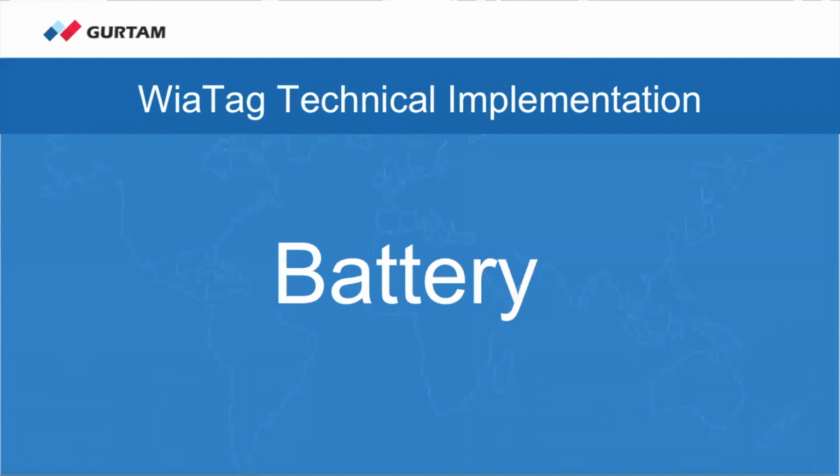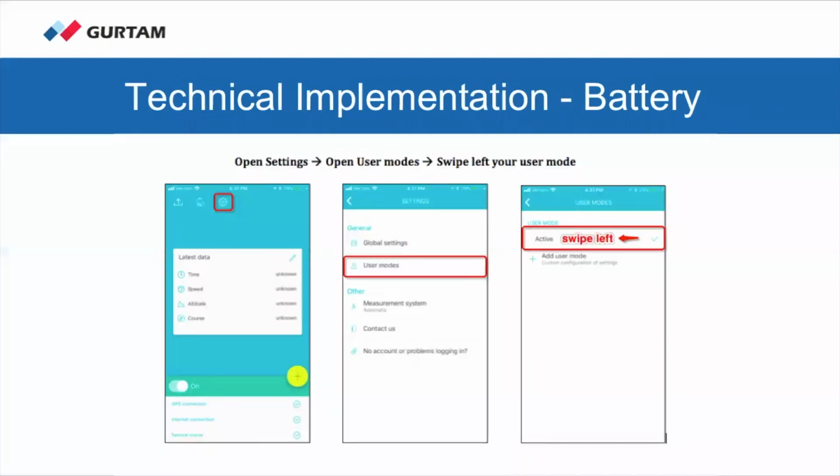Now, the second part of technical implementation is related to battery. By default, your WiaTag app will not report the battery of your smartphone. How would you be able to activate it? First, you're on the main page of the WiaTag. You're already logged in, right? And then you need to open the settings from the top panel. Then you need to select user modes.